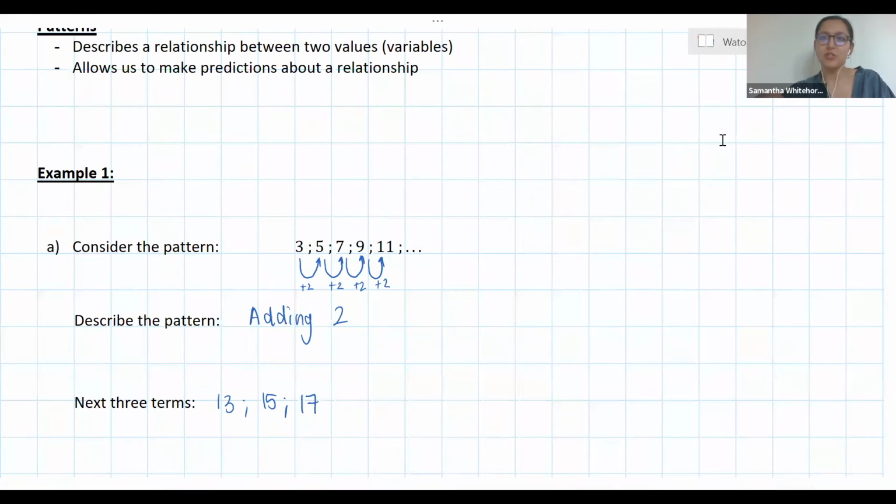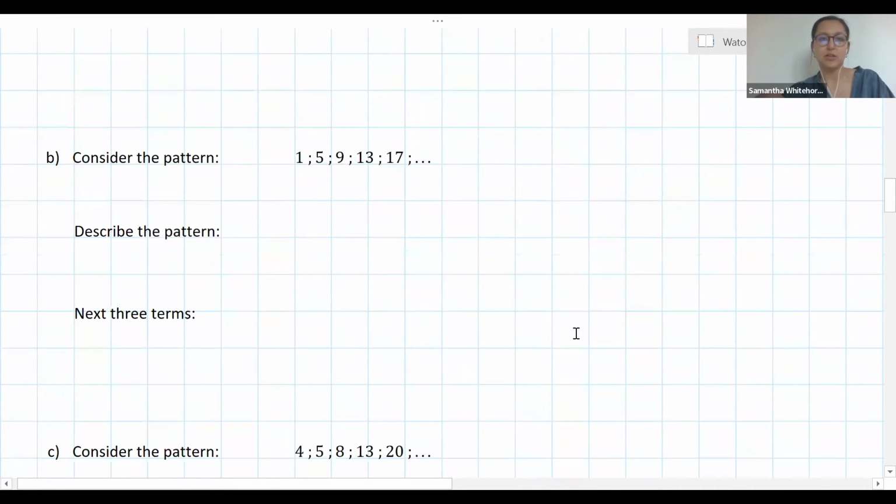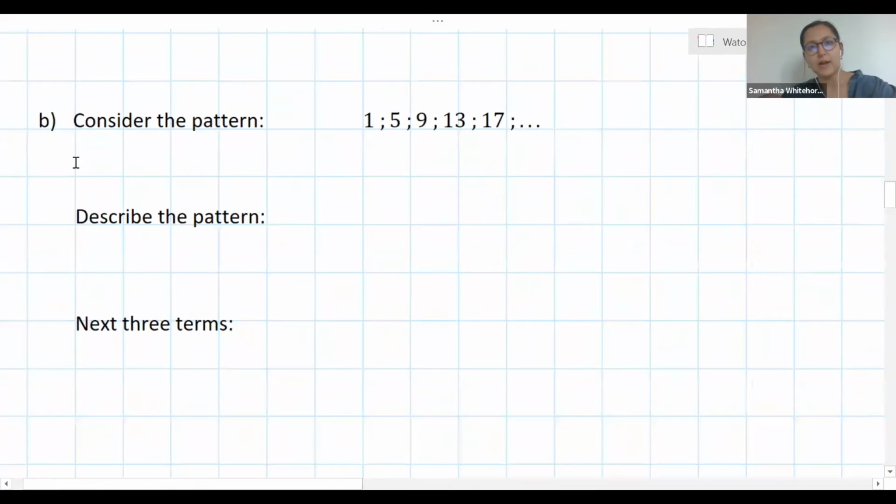Okay, guys, so we've described one pattern and we've described one relationship. Let's have a look at a second one. So I'll give you a second to think about the second pattern of 1, 5, 9, 13, 17. I want you to think about what you're doing to get from one term to the next, and then again, the next 3 terms.